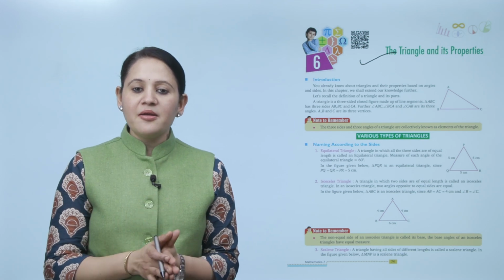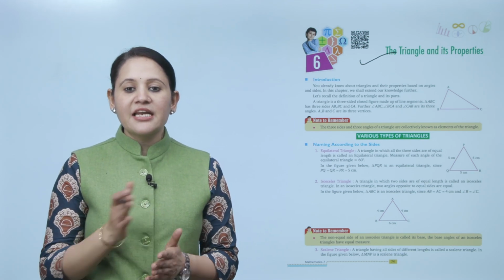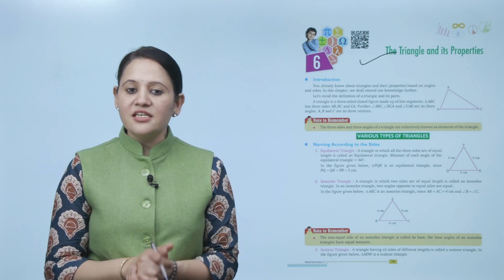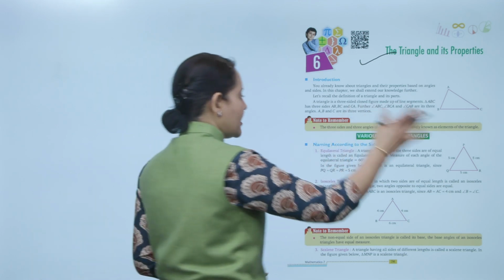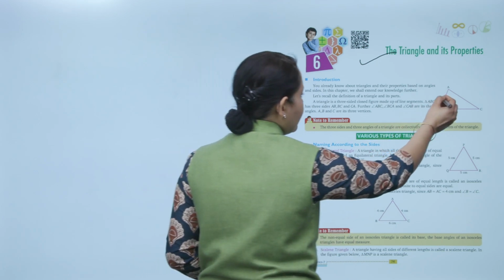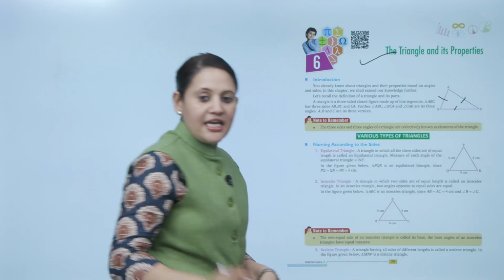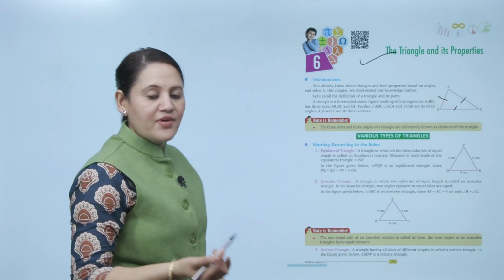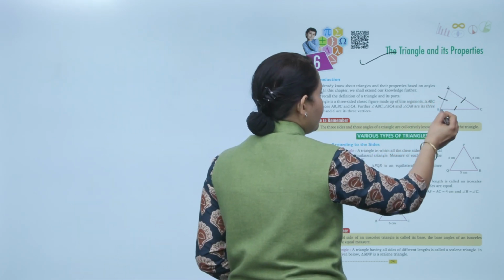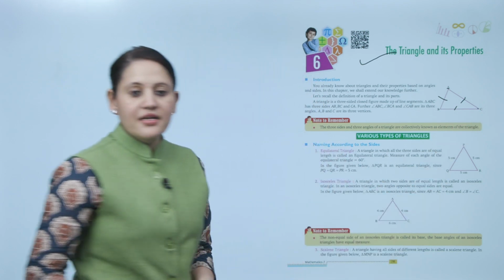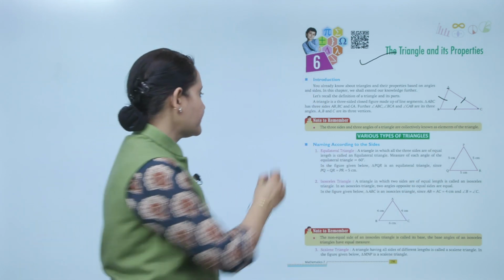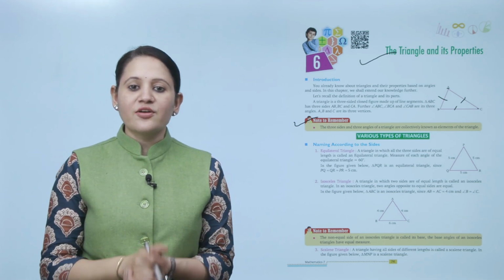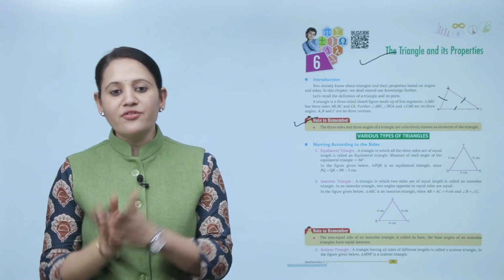Further, angle ABC, angle BCA and angle CAB are its three angles, and A, B, C are the three vertices. So here it is a triangle. It has three sides, AB, BC and AC, and three angles, A, B and C, and three vertices, A, B and C. Clear? Next is note to remember. The three sides and three angles of the triangle are collectively known as the elements of the triangle.